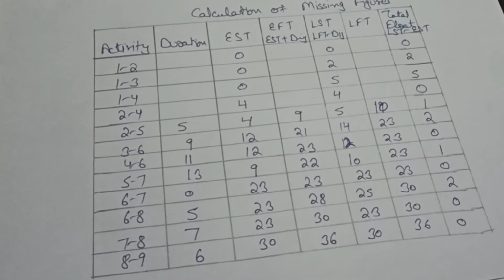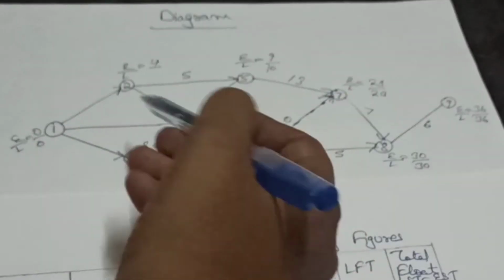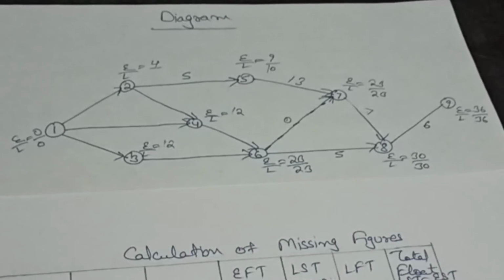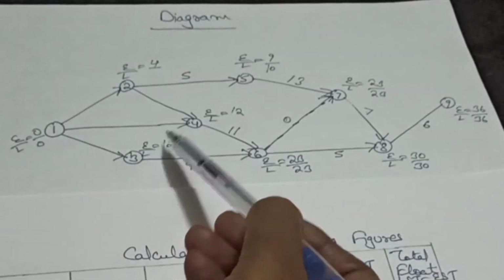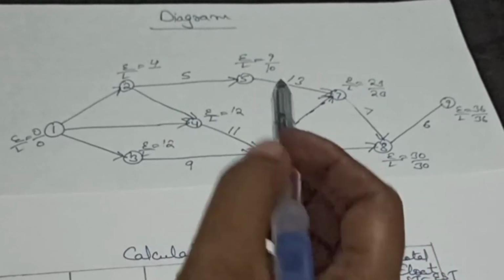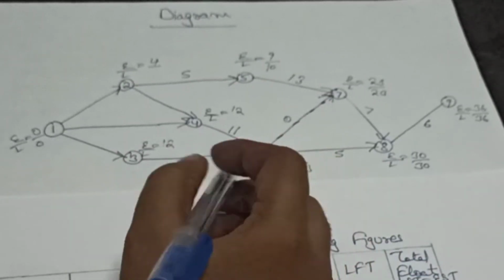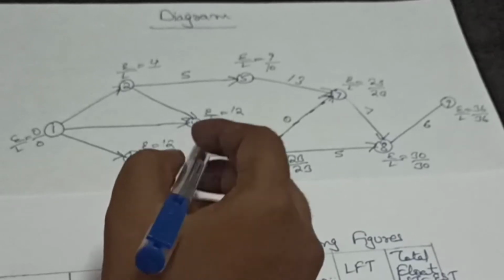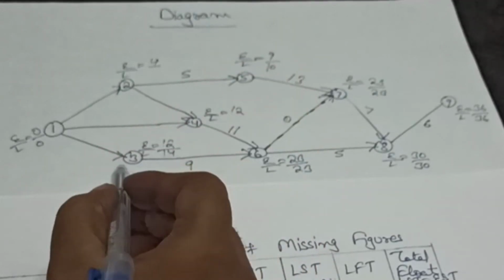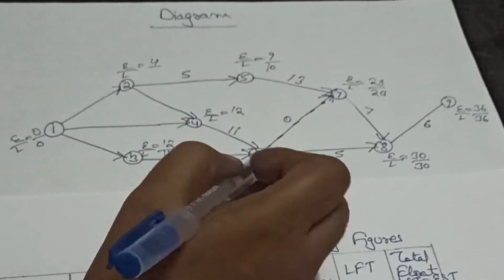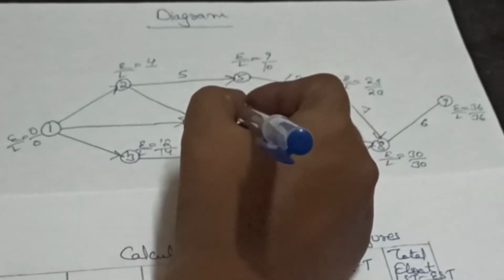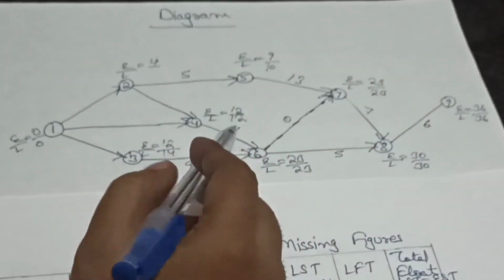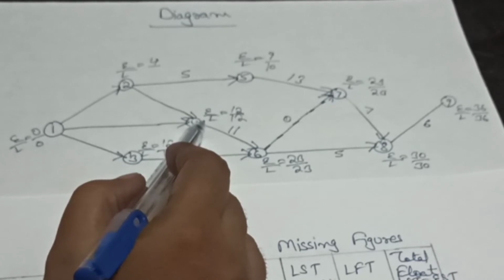So we can write these durations in our chart: for 3 to 6, duration is 9, for 4 to 6, duration is 11. Now we can calculate the L value for this node. For this activity, 23 minus 9 is equal to 14. So we can write 14 here. 14 is the L value for this node. For this activity, 23 minus 11 is equal to 12. So we can write 12 here. So 12 is the L value for this node.